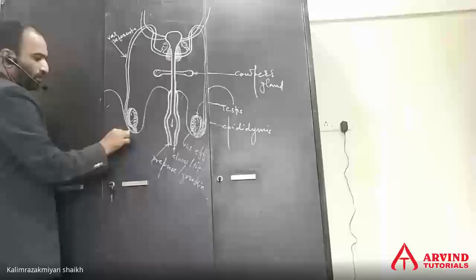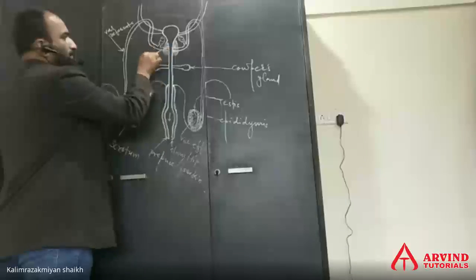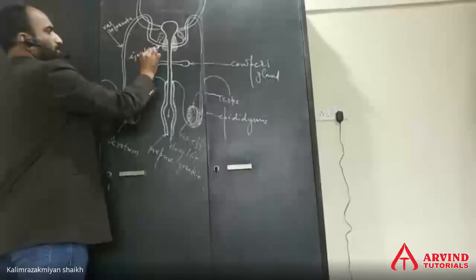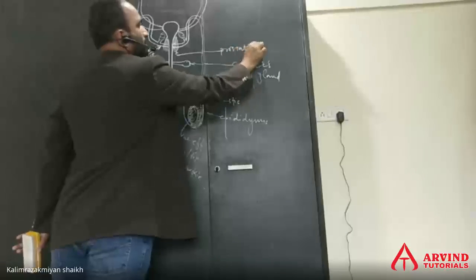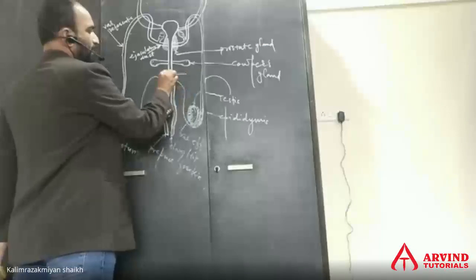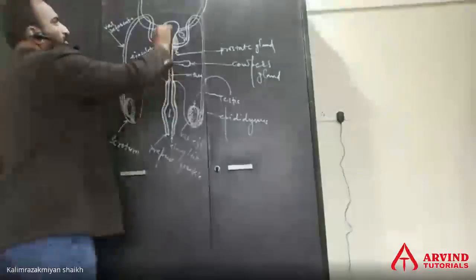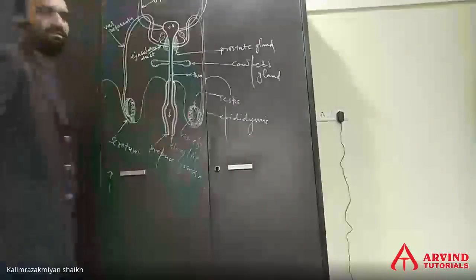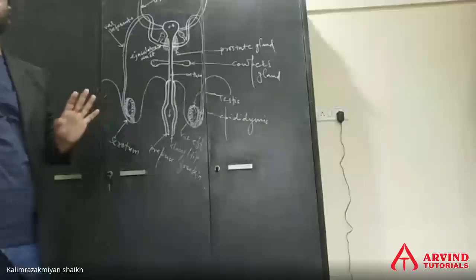This is the scrotum. This is the ejaculatory duct. This is the prostate gland. This is the urethra. This is the urinary bladder. This is the ureter. But this is not a part of the reproductive system. Urinary bladder, ureter and urethra are part of the excretory system.